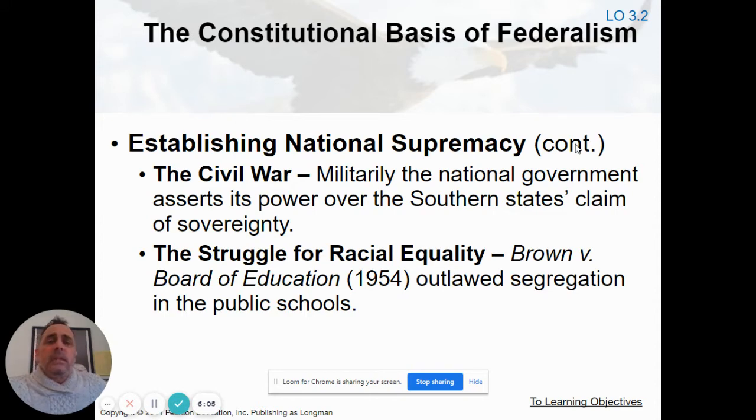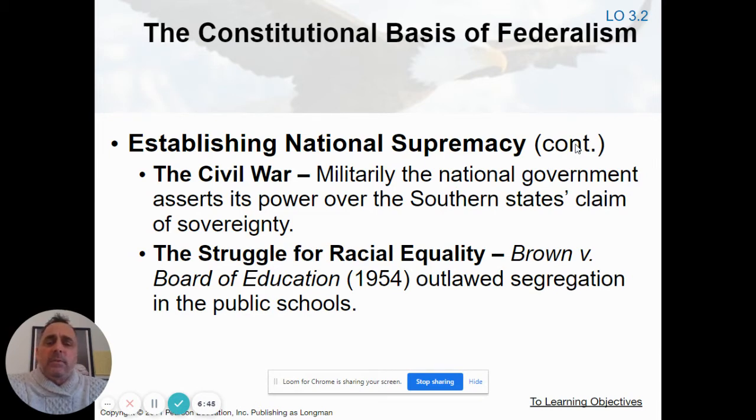All right. Establishing national supremacy, there's a number of good examples of this. You could look at the Civil War, or you could look at the Civil Rights Movement. Both of them have great examples of this. In the Civil War, Abraham Lincoln gets elected president in 1860, and then a number of southern states rebel and leave the Union. They basically break away from the United States. At that point, Lincoln could have said, fine, we don't need you, and let them go. But he forced them back into the Union. It asserted his powers over the Southern states.